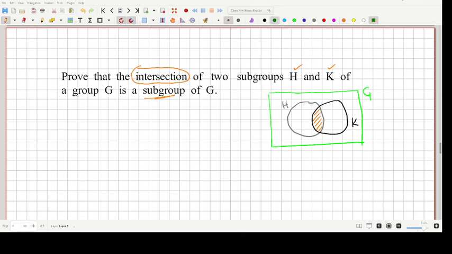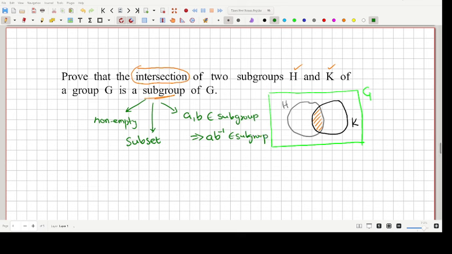So what are the properties of a subgroup? The first property is that it should be non-empty, correct? The second property is that the set structure of the subgroup should be a subset of the set structure of the group G. And thirdly, we need to show that if a and b belong to the subgroup, that would imply that a multiplied by b inverse also belongs to the subgroup. So these are the three properties that we are going to prove over here.